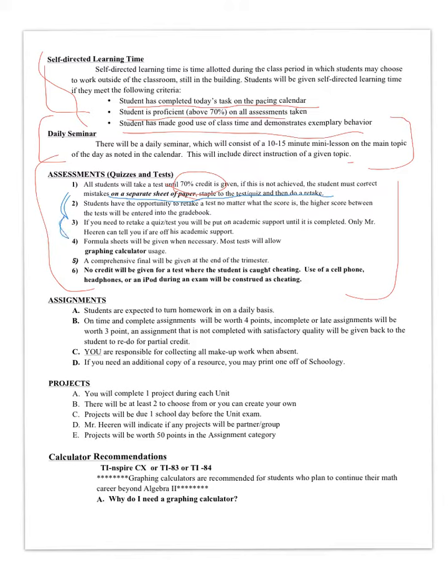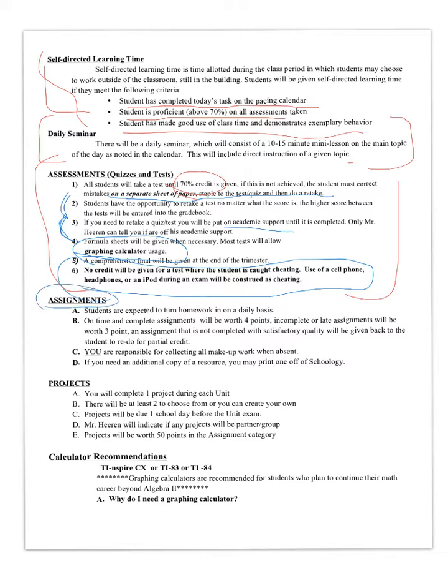If you need to retake a quiz or a test, you are going to be put on academic support until that is completed. Only I will tell you if you are off academic support. I will give you a formula sheet if you need one. Graphing calculator you can use most of the time. If you're caught cheating, pretty simple, automatic 0, no screwing around, and you automatically have to take a retake.